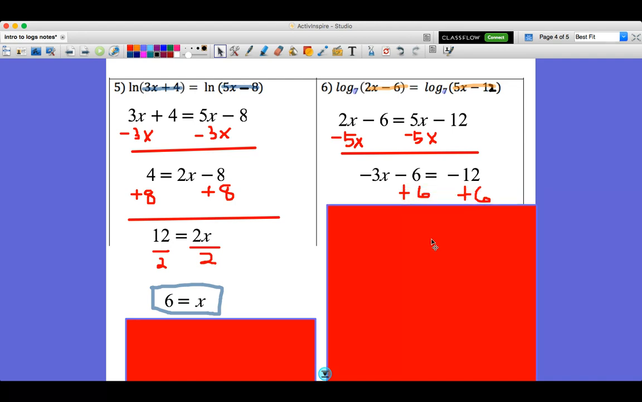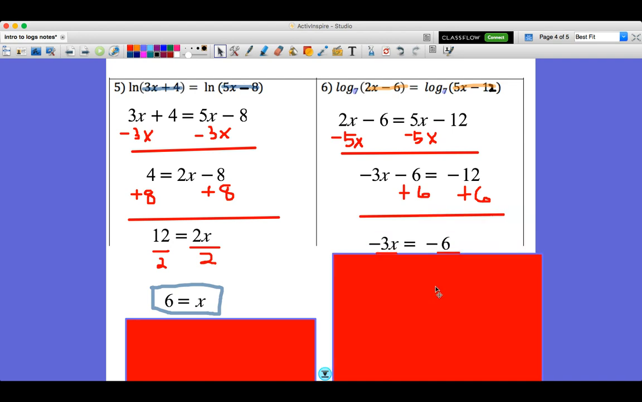Be careful. If you aren't too sure about your mental math facts when you have a negative, go ahead and throw that in Desmos or your calculator. Negative 12 plus 6 will give us negative 6 on the right. So our equation looks like negative 3x equals negative 6 now. And then you're going to divide both sides by negative 3 at the end.